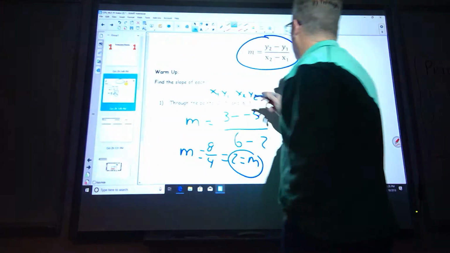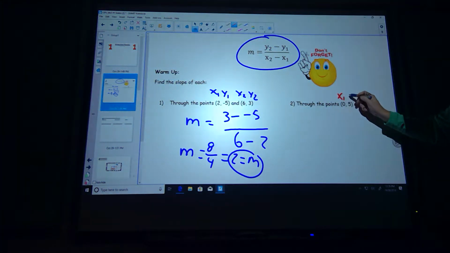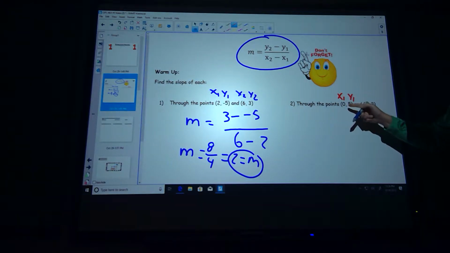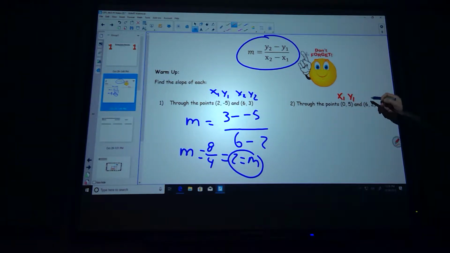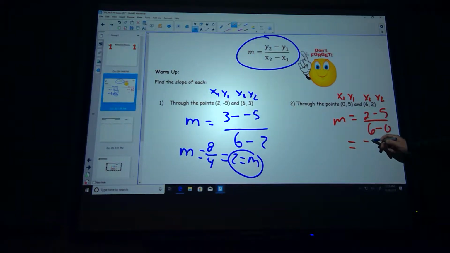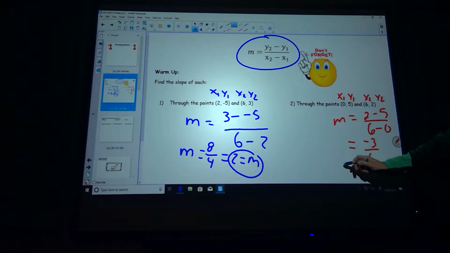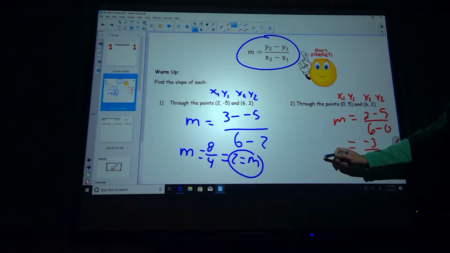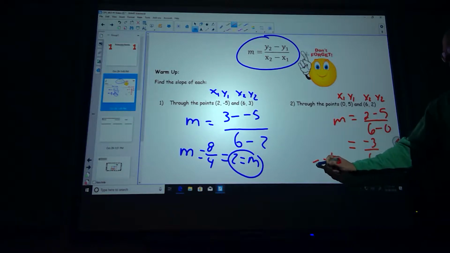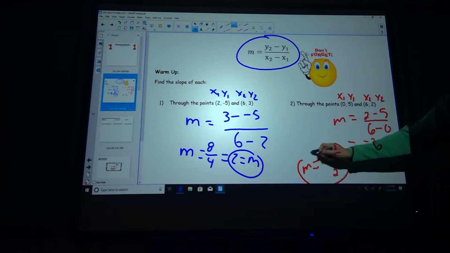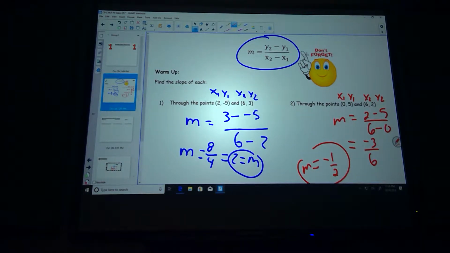Now our second equation, again, this should be just some review. This is x1, y1. That's actually the y-intercept. I don't know if you knew that, 0, 5. And then x2, y2. And again, plug them right into your slope equation. So I'm going to get 2 minus 5 and 6 minus 0. 2 minus 5 is negative 3 over 6. So that comes out to negative 1/2 for a slope. Anything about that that's brand spanking new to you? I hope not.